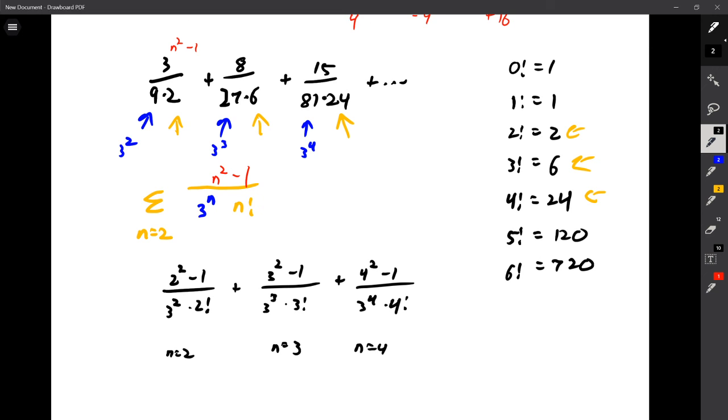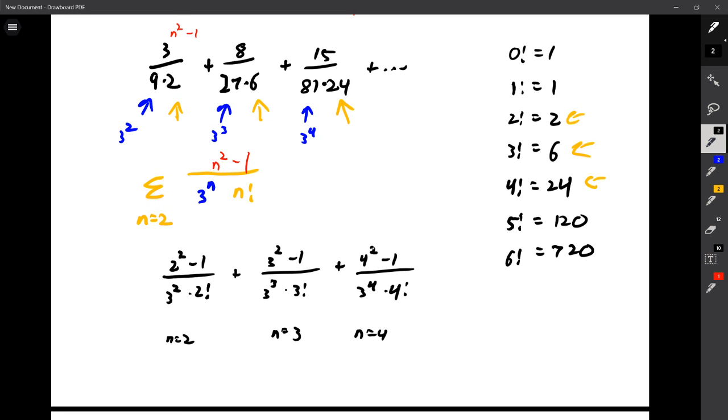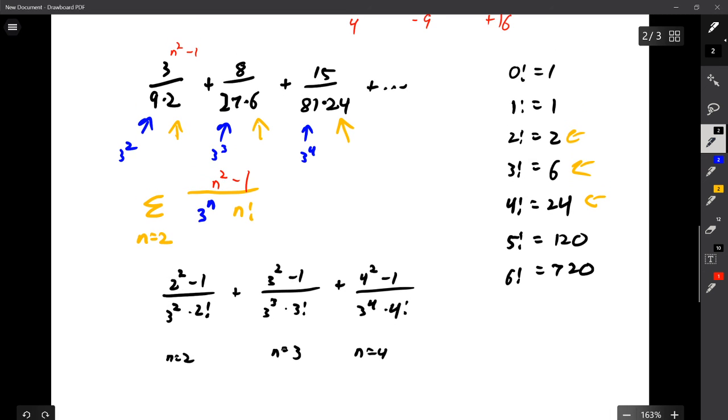And let's see if these simplify to be what I started with. So 4 minus 1 is 3, the numerator is good, 3 squared is 9, and then 2 factorial is 2, the first term checks out. 3 squared minus 1 would be 9 minus 1, or 8, over 3 cubed, which is 27, times 3 factorial, which is 6. And then my third term, I have 4 squared is 16, minus 1 is 15. 3 to the 4th is 81. 4 factorial is 24. So yep, this checks out.